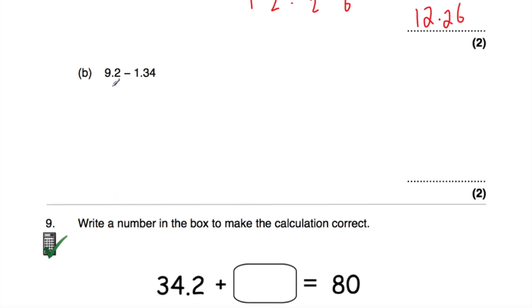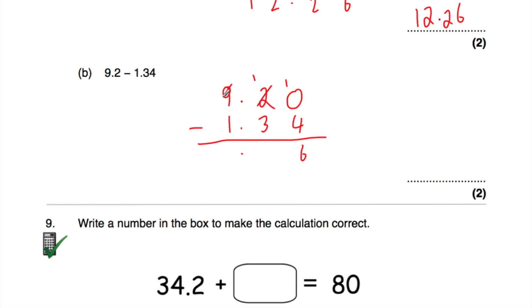So part B says 9.2 subtract 1.34. So 9.2, and then our 1.34, and then a line beneath them. Line up our decimal point, so another 1 there, and a 0 there as a placeholder, and a subtract. So 0 take away 4, let's borrow, so we've now got a 1 and a 10. 10 take away 4 is equal to 6.